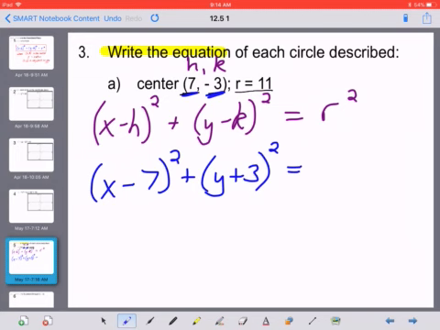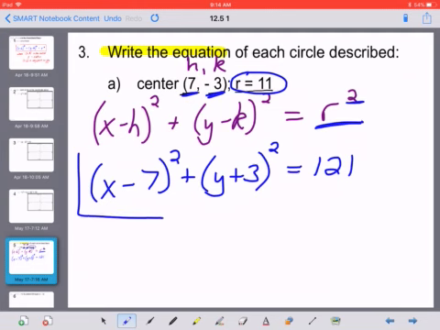Because that's a minus negative 3, this is actually going to be a plus 3 quantity squared equals, and this is a spot where people make mistakes all the time. What goes on the right side of the equation is the radius squared, not just r, but r squared. So since r is equal to 11, we need to square that number, and we'll simplify that and make that a 121 that goes over here on the right-hand side.